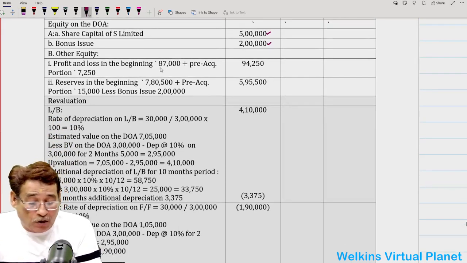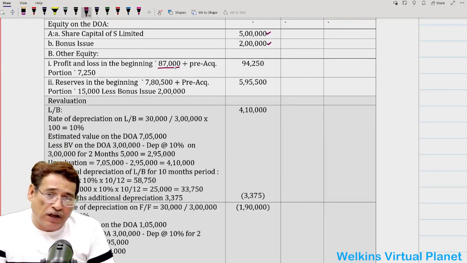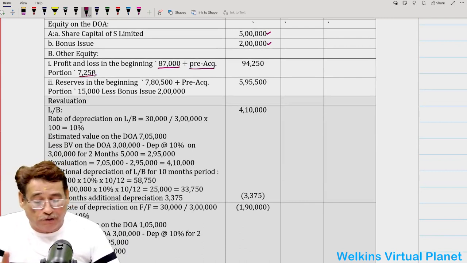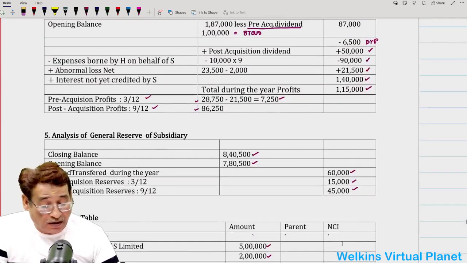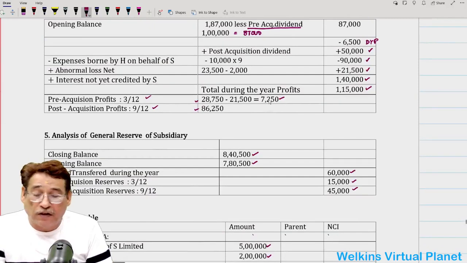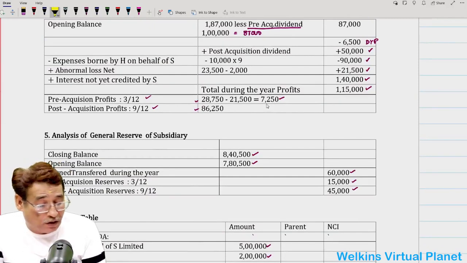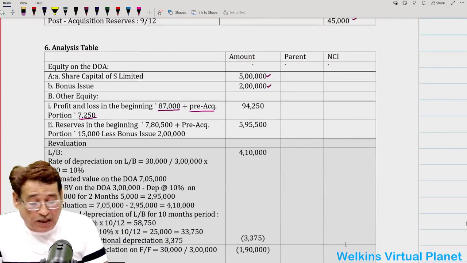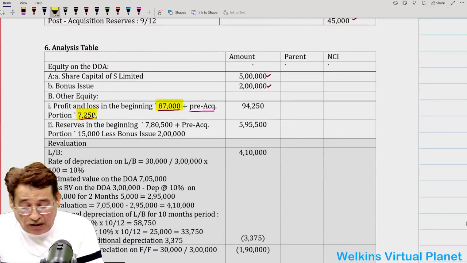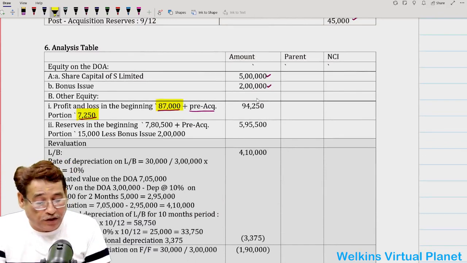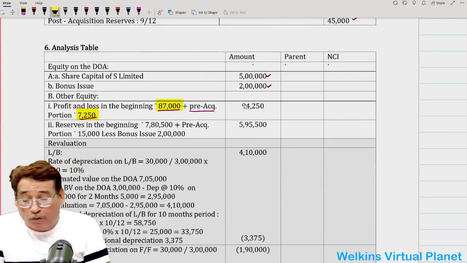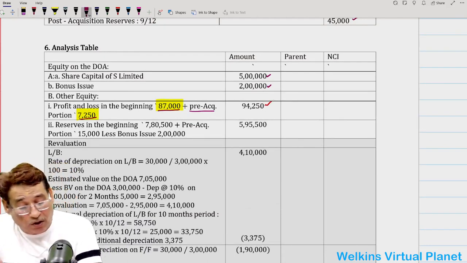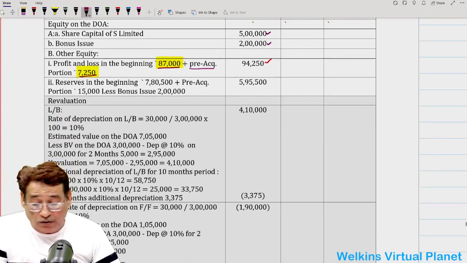Now, the profit or loss account at the beginning of the year is 87,000, which is given to us. In the first 3 months, the pre-acquisition profit is 7,250, which we just computed here, correct? So if I have an opening balance of 87,000 and in the first 3 months I earned a profit of 7,250, that means on the date of acquisition the profit or loss account balance must be equal to this much. Is it clear to you? That is how you are going to find out the profit or loss account balance on the date of acquisition.